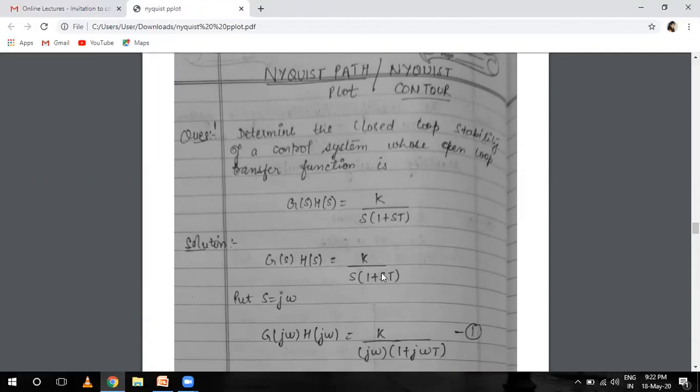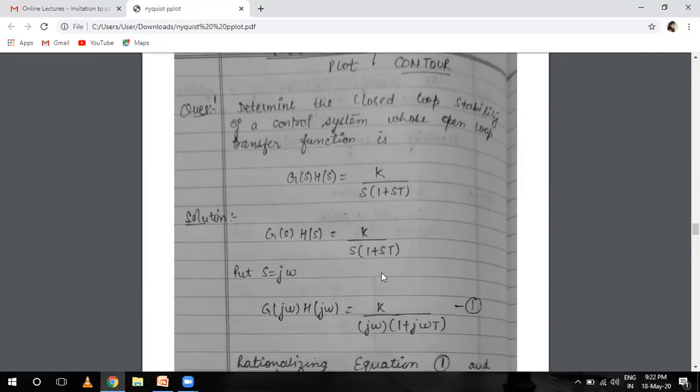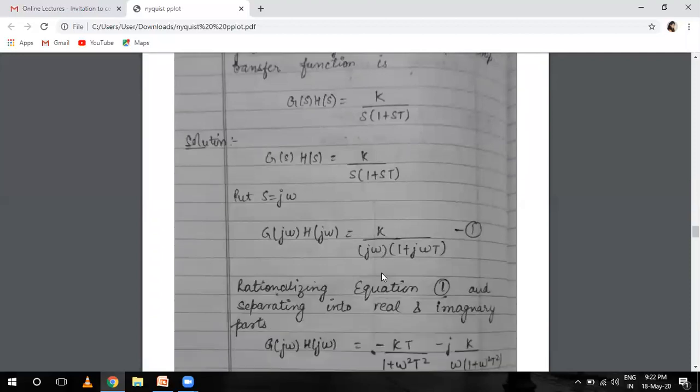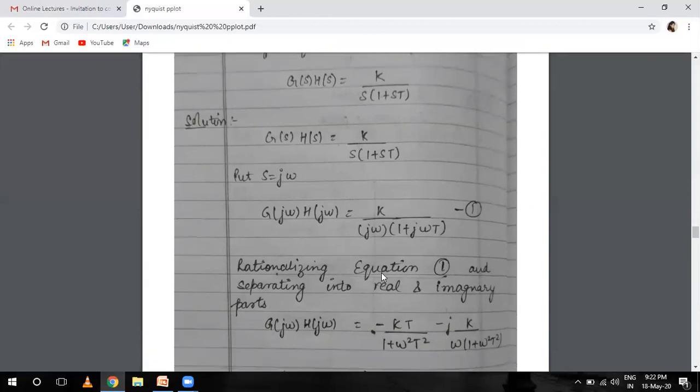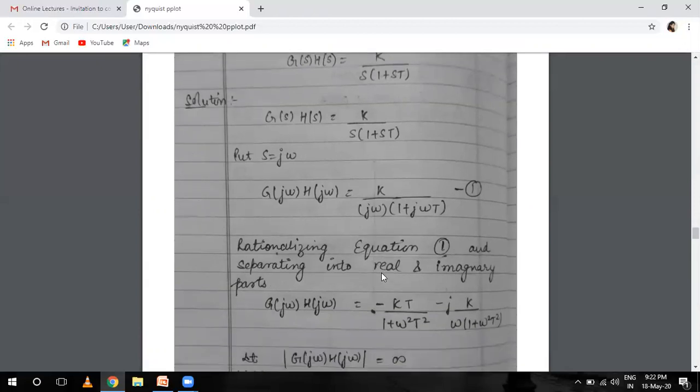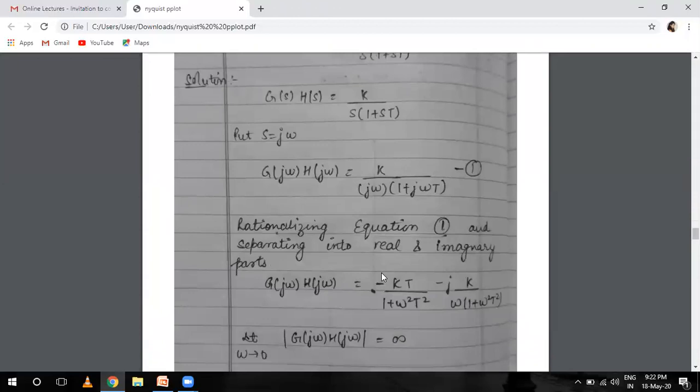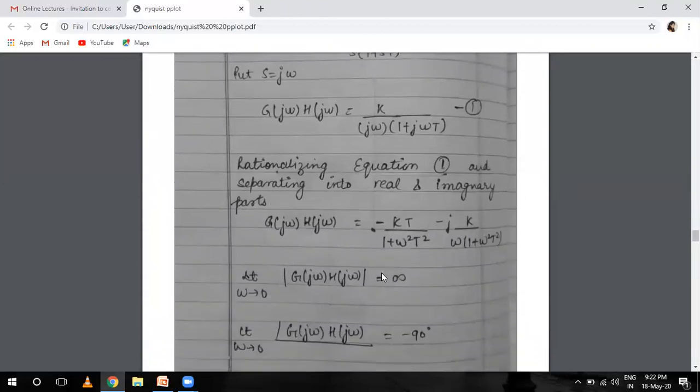So what are the steps to plotting the Nyquist plot? G(s)H(s), put s = jω. हमने jω put कर दिया. G(jω)H(jω) = K / (jω(1+jωT)). Now rationalize this equation and separate the real part and imaginary part.